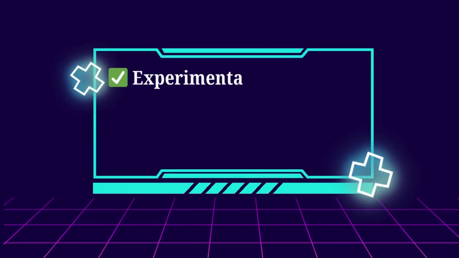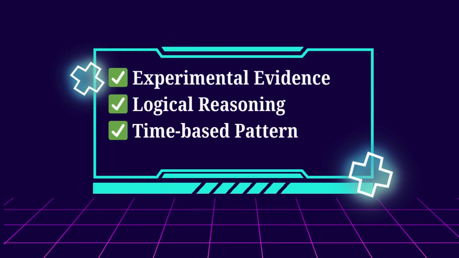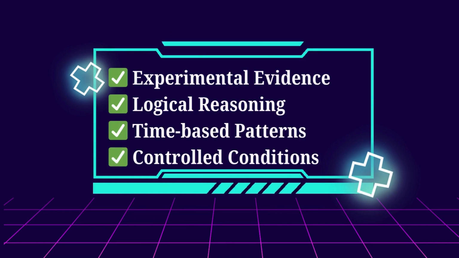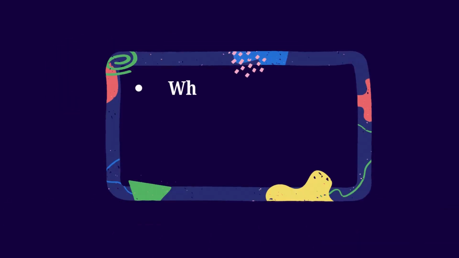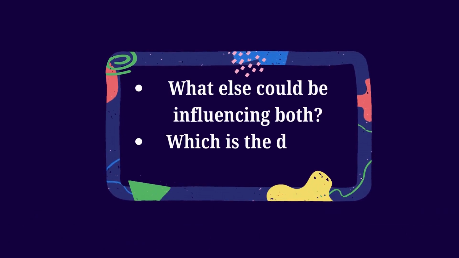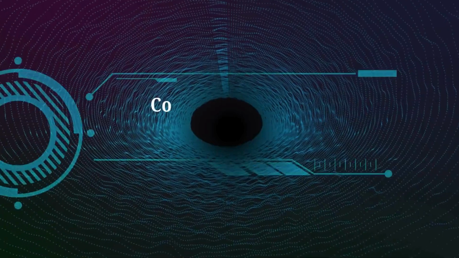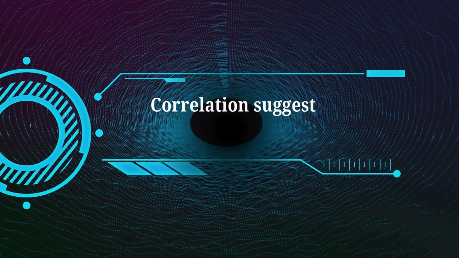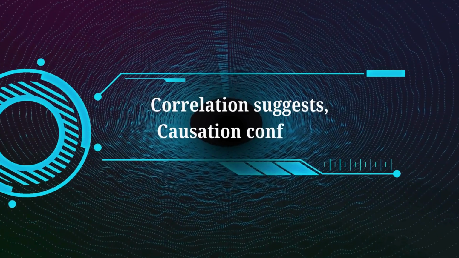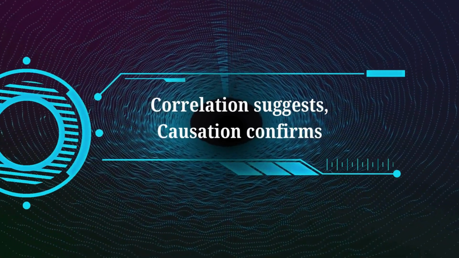To claim causation, we need more than correlation. We need experimental evidence, logical reasoning, time based patterns, or controlled conditions. In analysis, we must always ask what else could be influencing both variables? Which variable is the driver? Are there lurking factors? So remember, correlation suggests, causation confirms. Being clear about this distinction is what separates a good analyst from a great one.